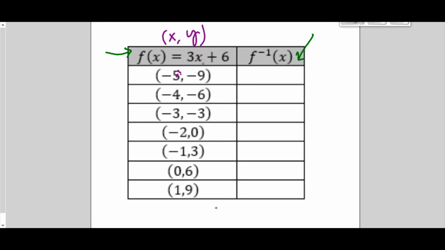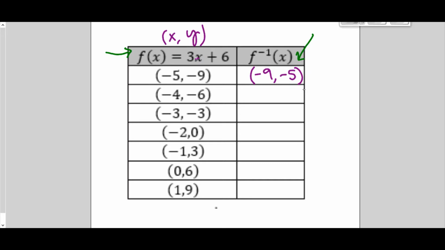So they plugged in -5 for x. So 3 times -5 is -15, plus 6 got them the -9. That's what they did for all these ordered pairs. To find the inverse, all you do is switch your x and your y coordinate. So for example, instead of having -5, -9, I'm going to have -9, -5. You're literally just switching your x and your y coordinates.